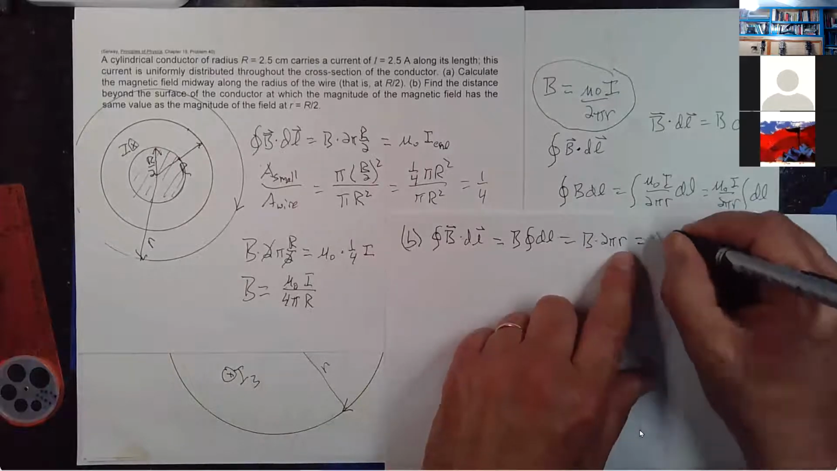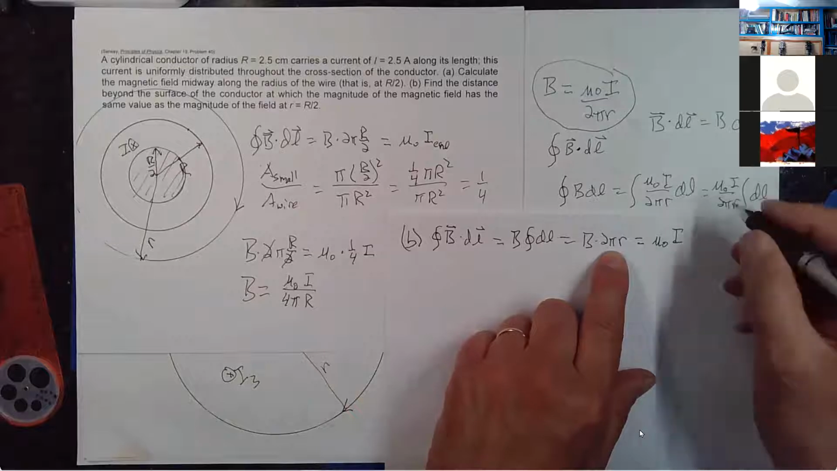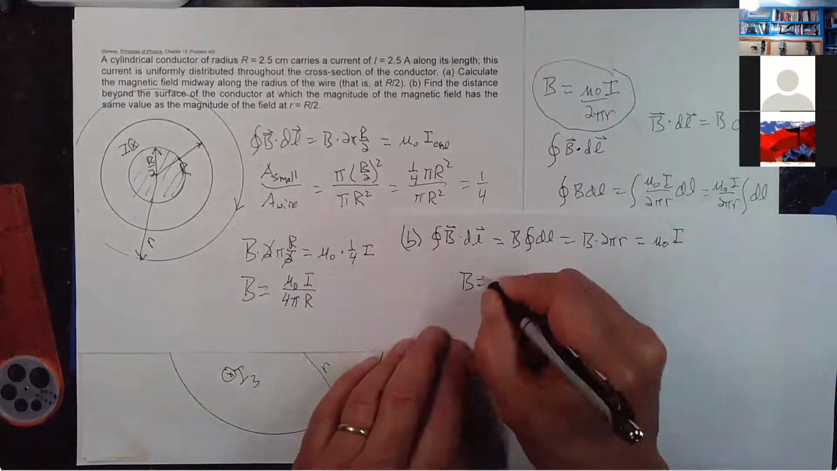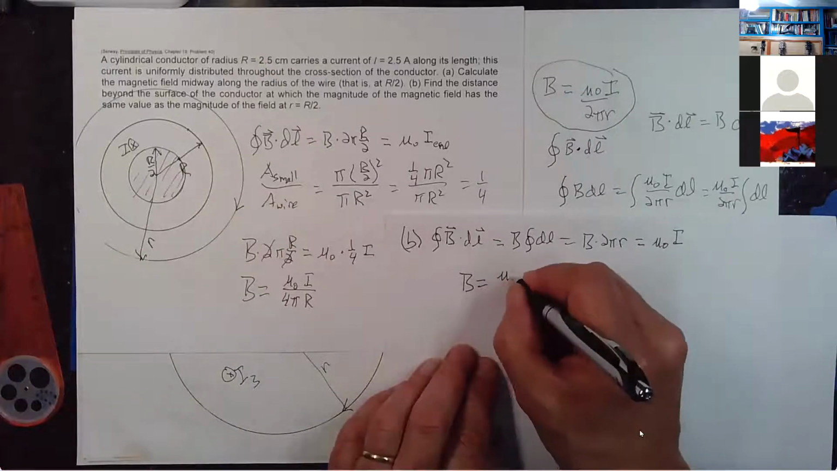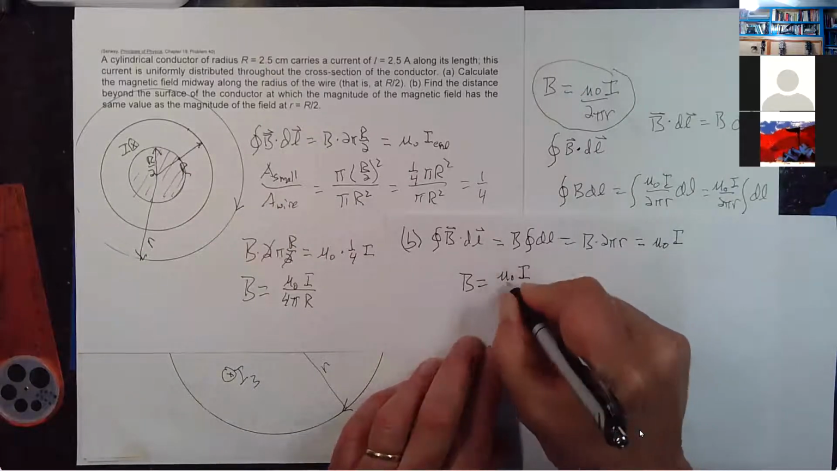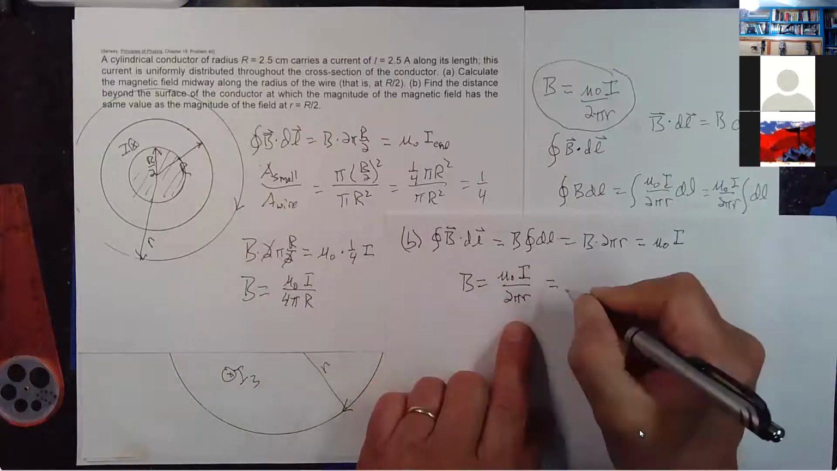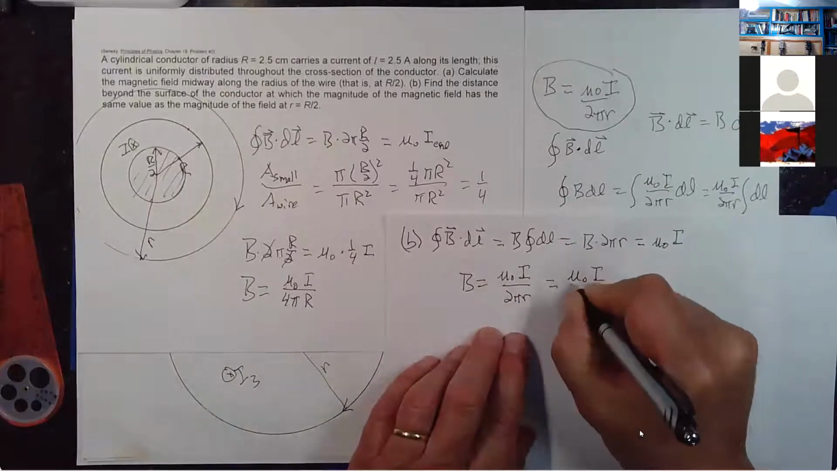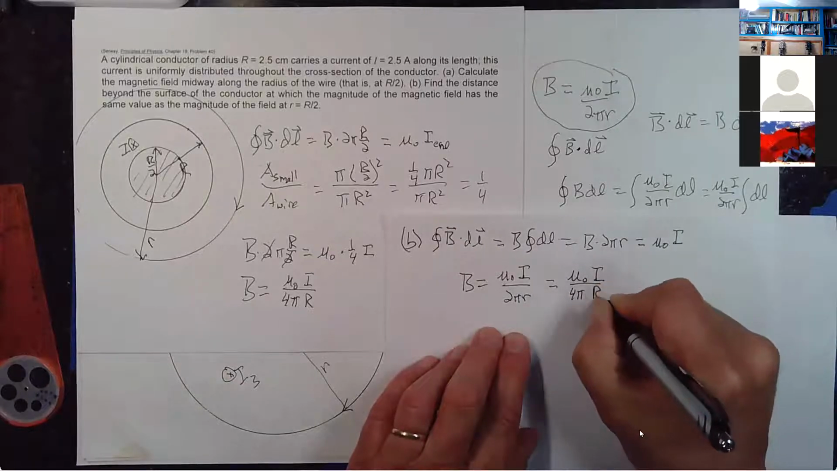But this will end up equaling mu naught, just plain I. And so the B out here a distance little r from the center will be, no surprise here, we've used this expression a few times today, B times 2 pi r, but I want that to equal mu naught I over 4 pi capital R.